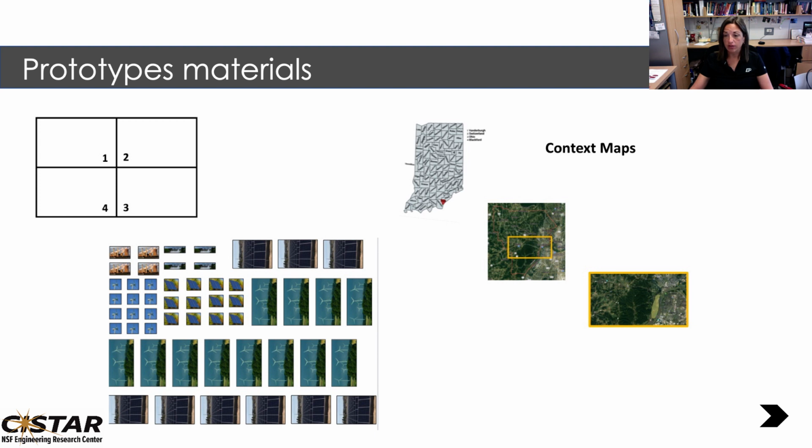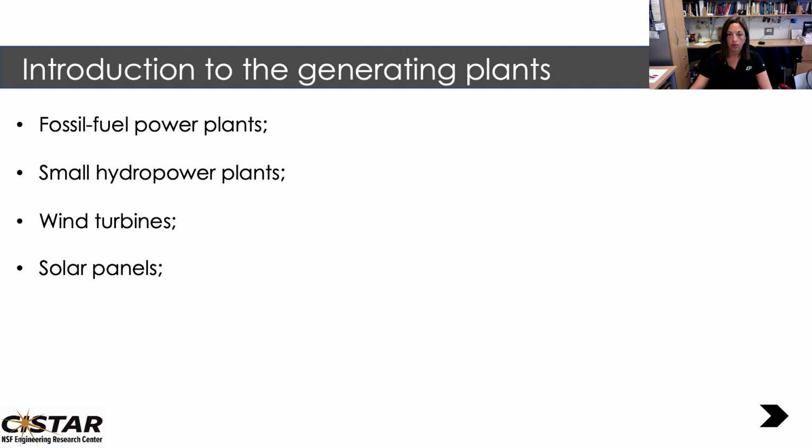Tell students that we are going to create our prototype by using a scale map of the region where they're going to locate the generating plants. Let students get familiar with the board and context maps, which is a section of Floyd County. Next, tell students that the Indiana Office of Energy Development has already identified 4 types of generating plants that we can use in our electrical power generating system.